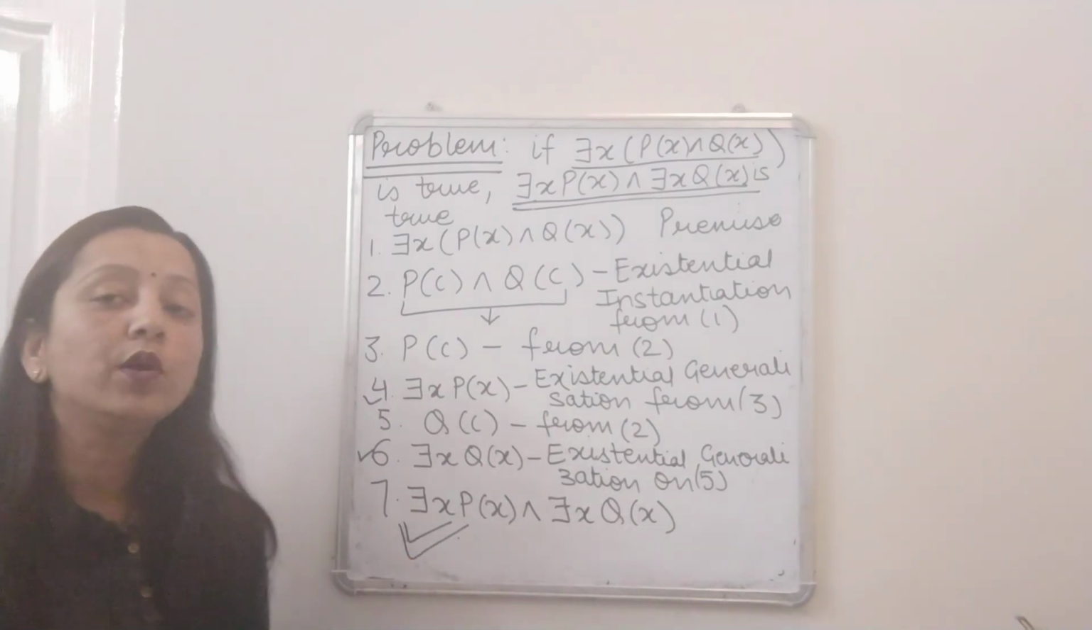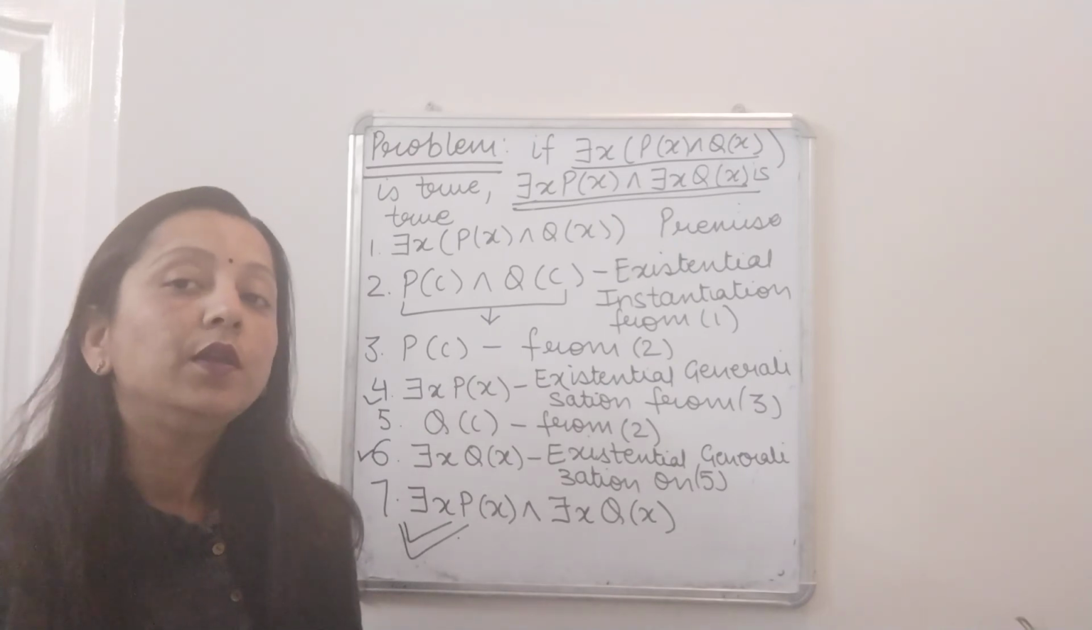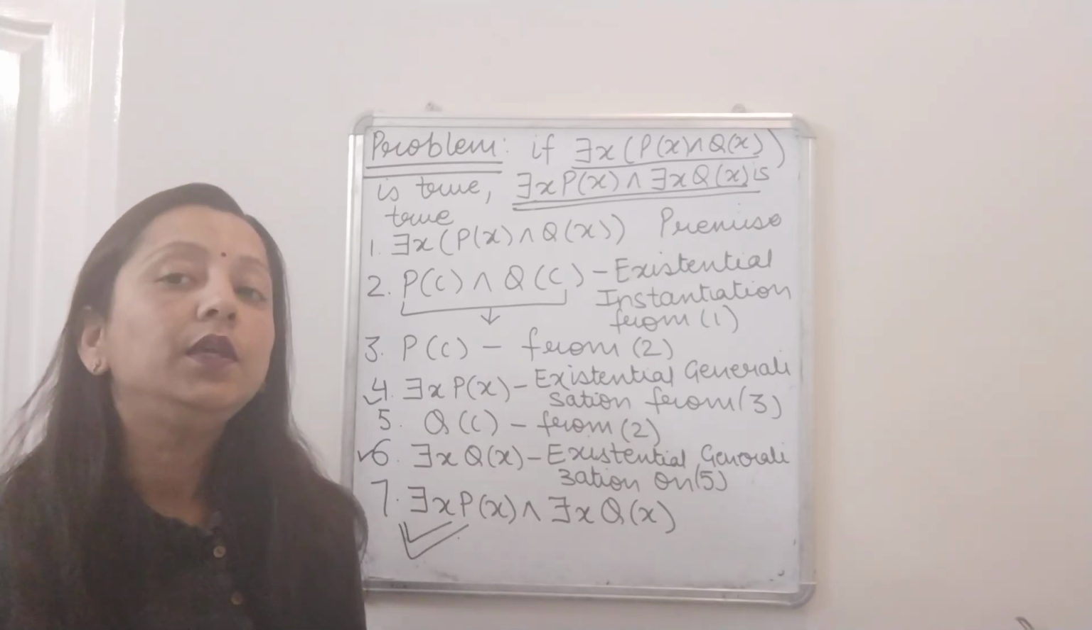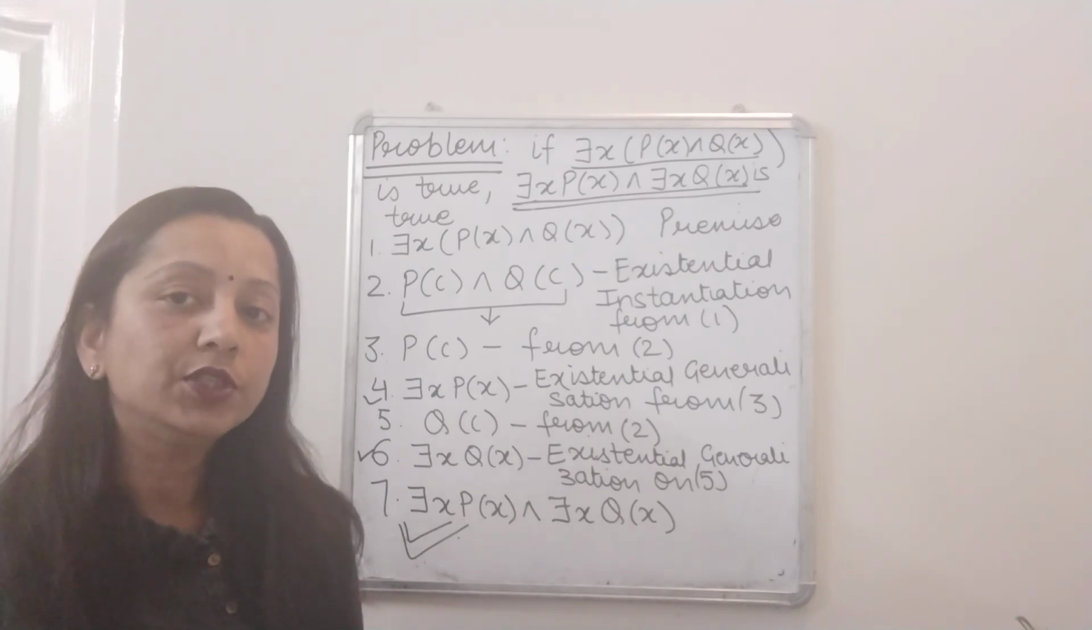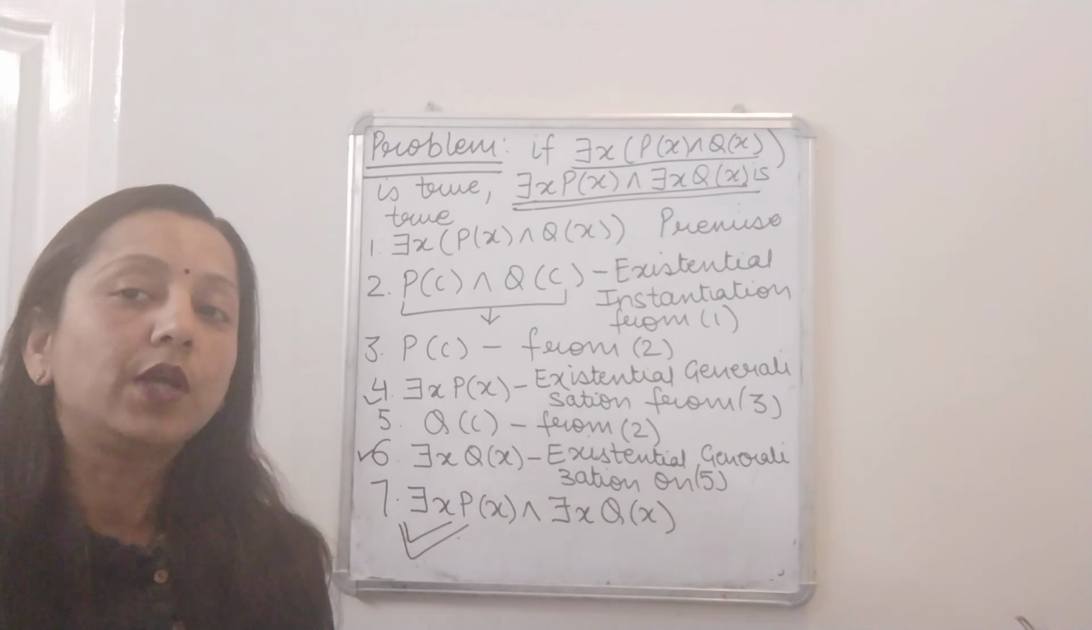So these were the four rules of inference for predicate logic, which were the universal instantiation, the universal generalization, the existential instantiation, and the existential generalization.